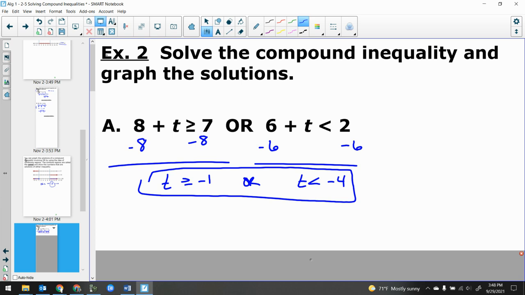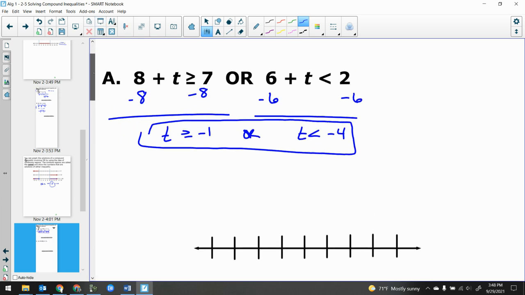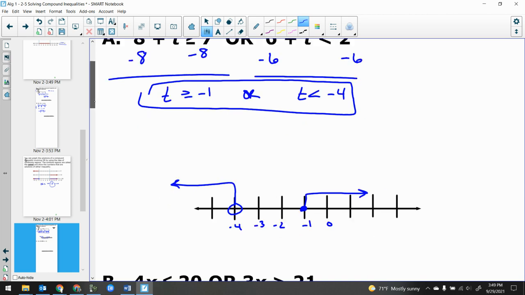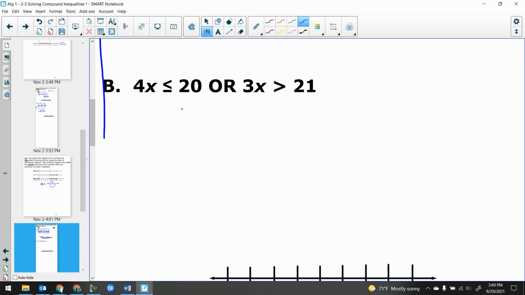How would I graph it? Well, let's go to our graph. I'll use this one, why not? I'm at -1 and -4. Okay, let's put -4 over here, -3, -2, -1, 0. Closed dot at -1, pointing to the right. Open dot at -4, pointing to the left. That's how we would draw that. Ors point out, ands point in. If you want to try this one on your own and pause and play when you're ready, go for it.